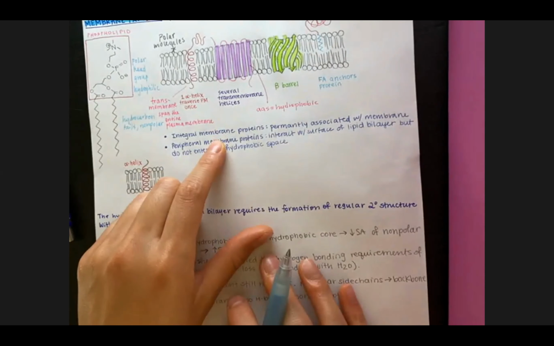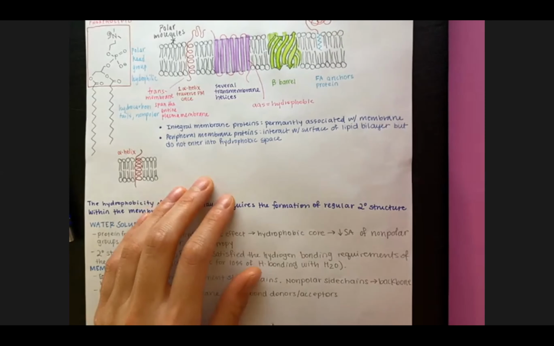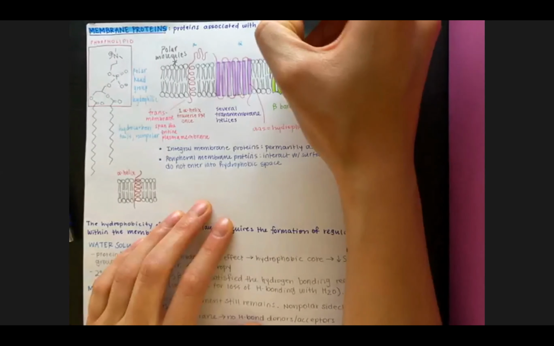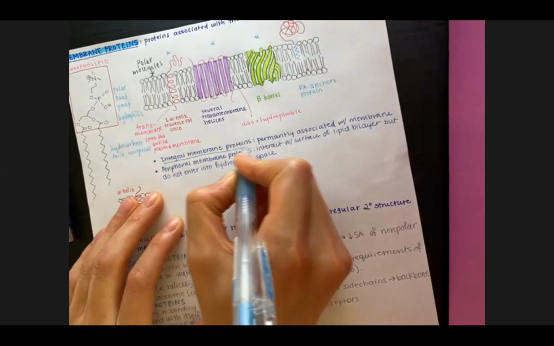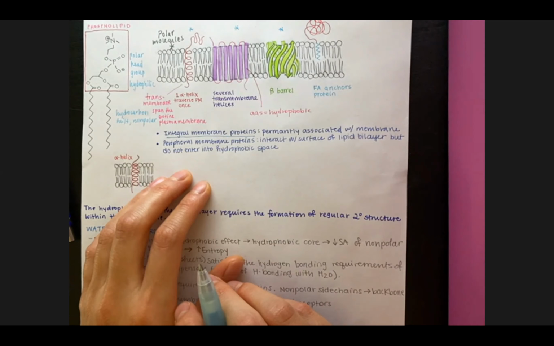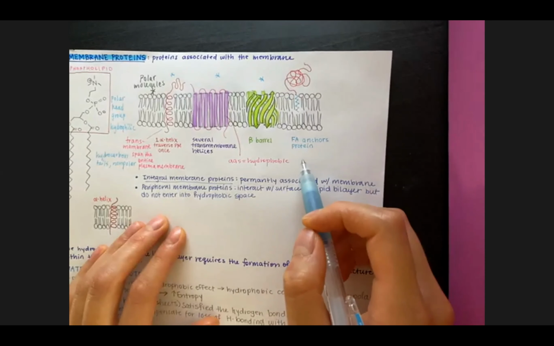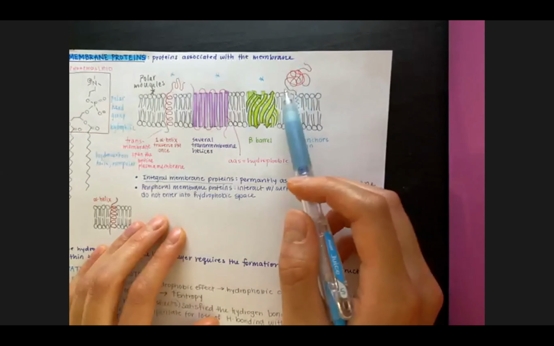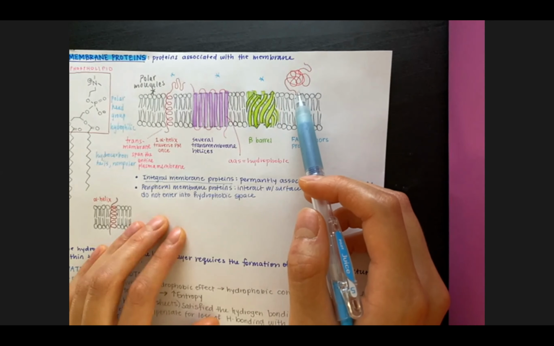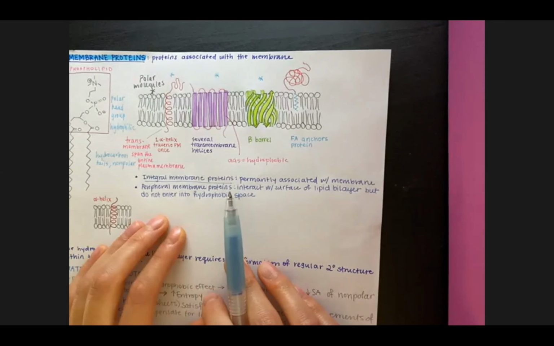So integral membrane proteins are going to be permanently associated with the membrane. The membrane is their home, they're not going to leave. These 3 here would be examples of integral membrane proteins. And you can also have peripheral membrane proteins, which interact with the surface of the lipid bilayer, but don't enter into the hydrophobic space. An example of that would be this protein here, with a fatty acid anchoring the protein. It's still going to be associated with the surface, but it's not going to enter the interior itself.